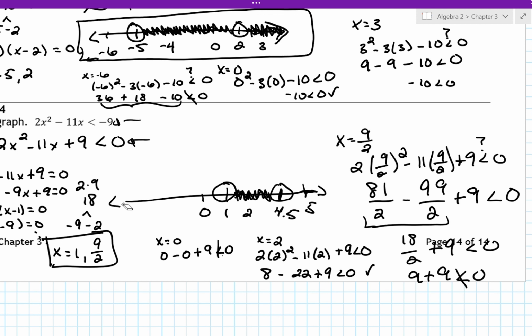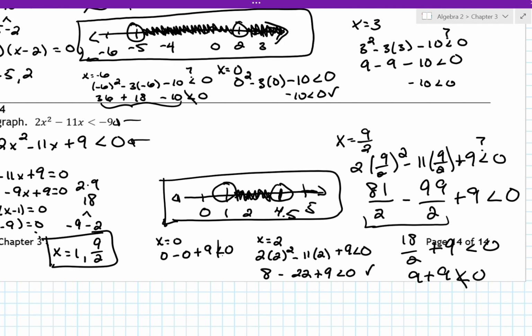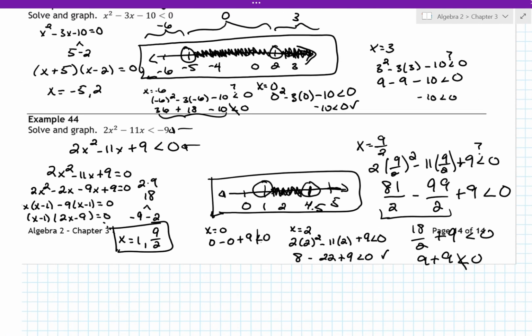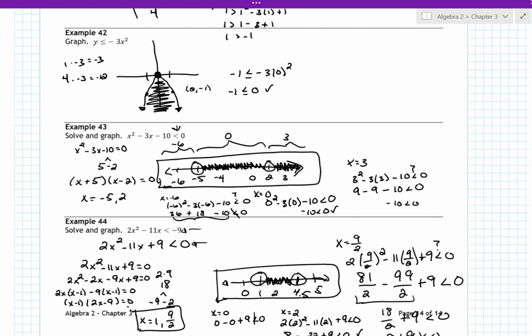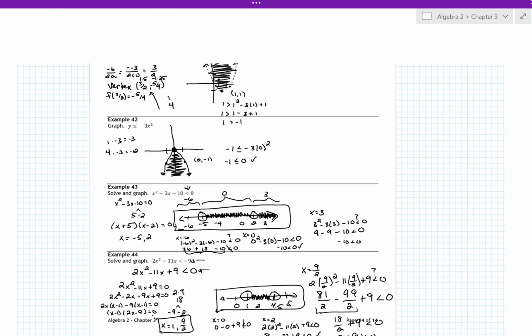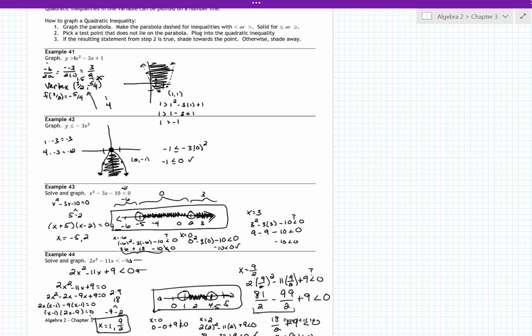Maybe I'll make my number line a little bit nicer here. There we go. And there's our answer there. All right, that is example 44. And that is your graphing inequalities. The ones that are going to be more common on homework or test will be the ones that look like number 41 or 42. All right, that's all.